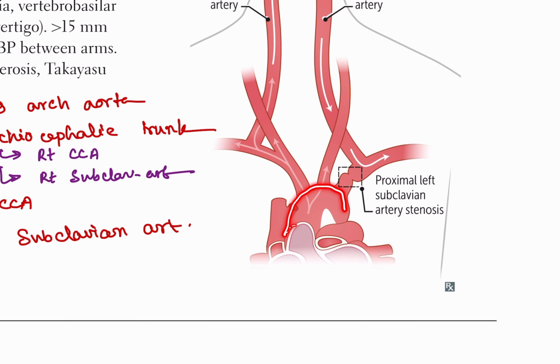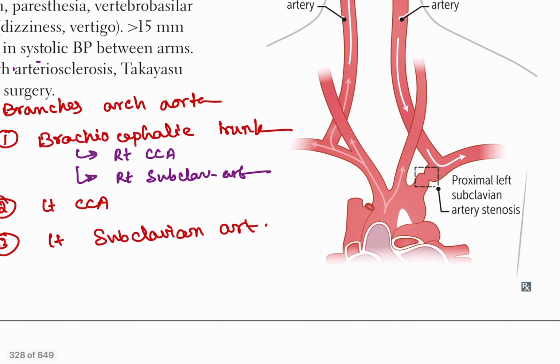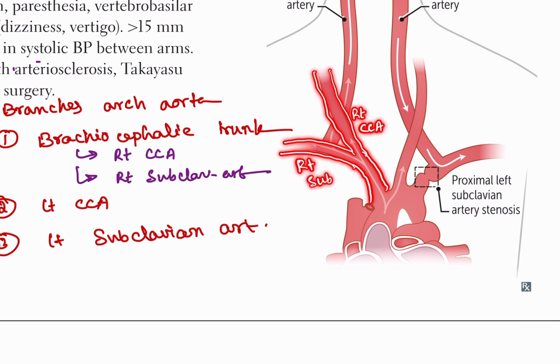This is the arch of aorta, you can appreciate. From here, the first branch is your brachiocephalic trunk. This is the next branch, that is your left common carotid, and then this is the third branch, that is your left subclavian artery. This is the brachiocephalic trunk, which further gives rise to the right common carotid and right subclavian. This is the right common carotid and this is the right subclavian artery.